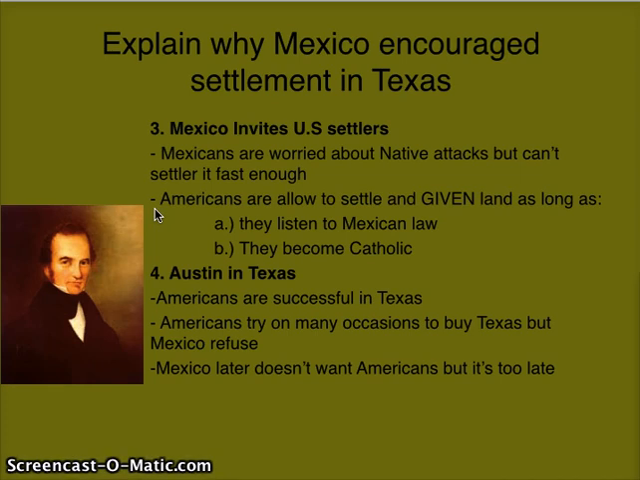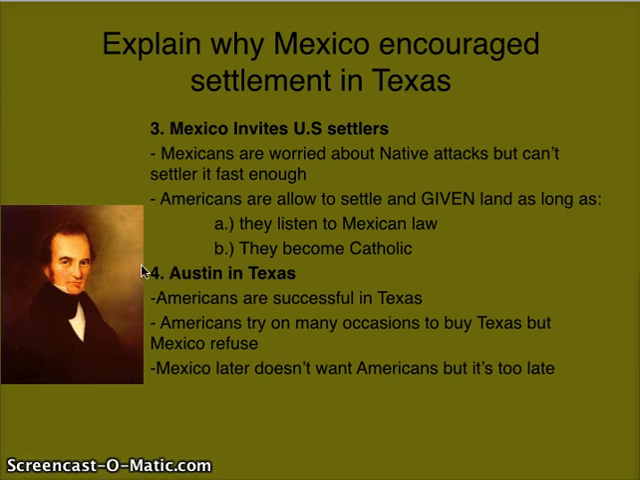The only two things that Americans had to do when they settled in these areas was A, they needed to listen to Mexican law. So they were now not under American law, they were under Mexican law. And the second thing is they needed to become Catholic. So they're forcing them to usually probably abandon their Protestantism and become Catholics for the land.